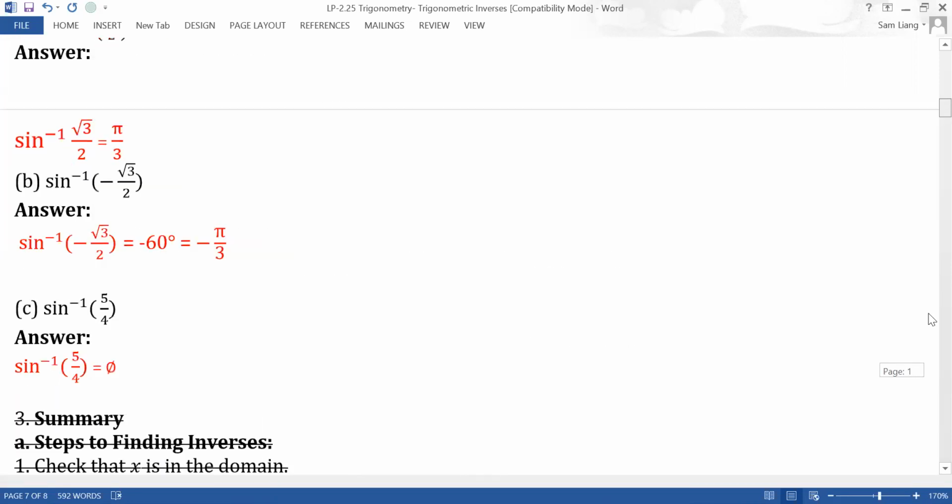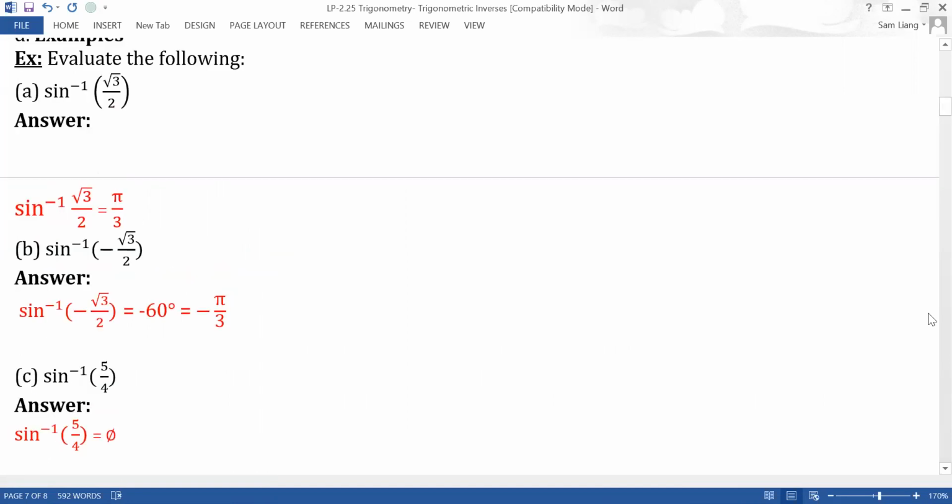For part A, we're gonna say 60 degrees or pi over 3, right? And you can always check, right? Sine of 60 degrees would give us root 3 over 2. So arc sine of root 3 over 2 gives us 60 degrees. Remember, the input of arc sine is a value and the output is an angle. The output of arc sine or any inverse trig function is an angle.